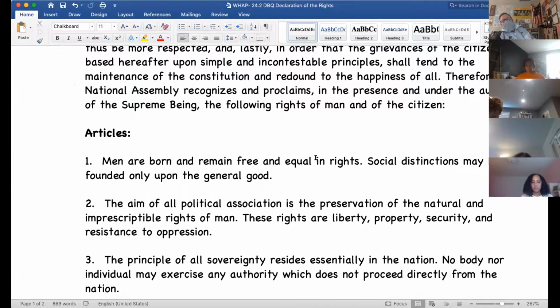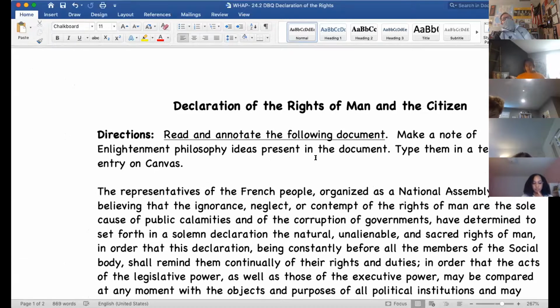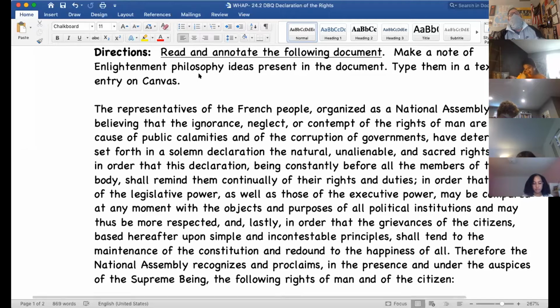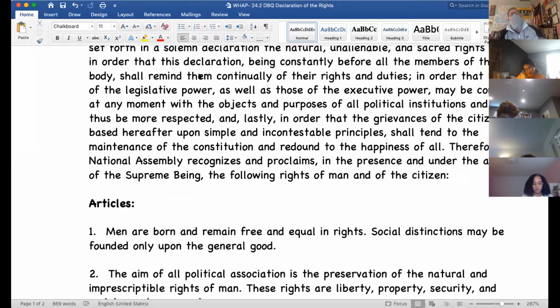This is the Declaration of the Rights of Man and Citizen, which is essentially the French version of the Declaration of Independence, okay? What I want you to do is read this. Make a note of Enlightenment philosophy ideas present in the document. What are Enlightenment philosophy ideas? All the things that we talked about in the first half hour of class, okay? And then just collect your ideas in a text box and put it on Canvas, because I'm not going to make you mark up the document like you would if you were in class, because that's what you really should do. Okay?